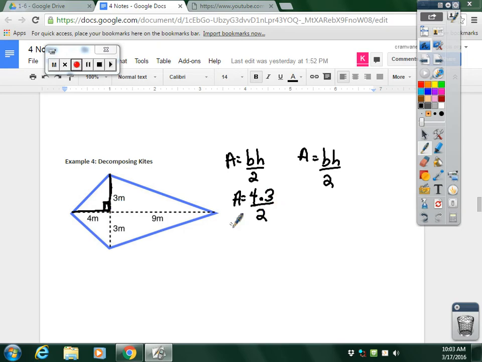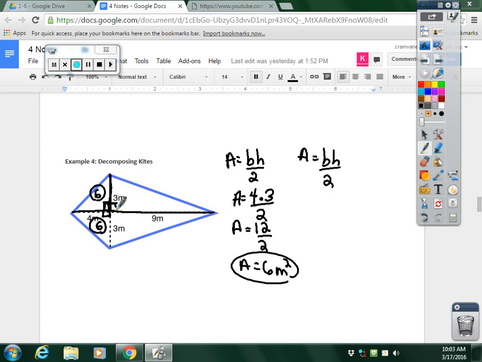4 times 3 is 12. And 12 divided by 2 is 6. 6 meters squared. Okay? So this triangle has an area of 6. And I only wrote that down once because this triangle has a base of 4 and a height of 3. They're the same thing. Okay, so there's going to be a 6 here too. Alright, so now let's do the second triangle right here, which is a duplicate down here on the bottom.